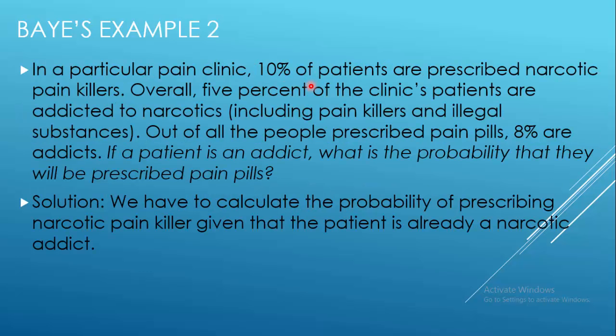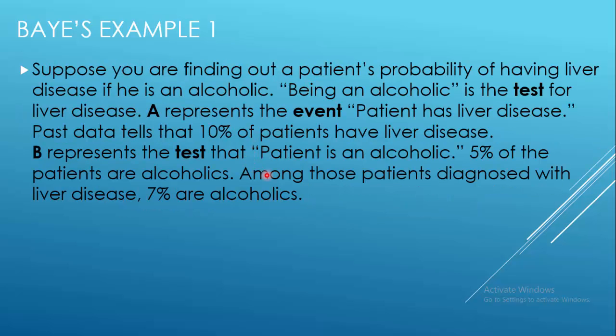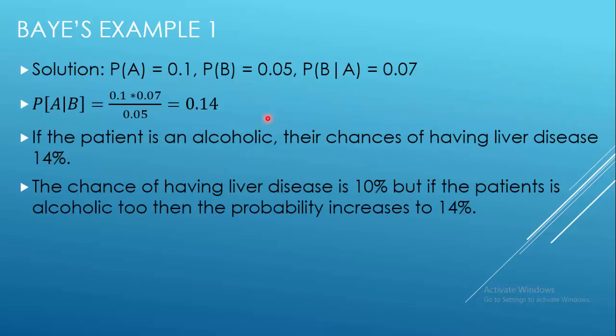And this information over here, the patients diagnosed with liver disease. So here event B given A. What is event B? Event B is patients are alcoholic, and it depends whether the patient has got liver disease or not. So that is given. This is the probability of B given A. B is the event of being alcoholic, and A is having liver disease.